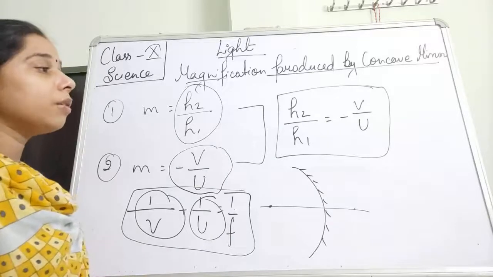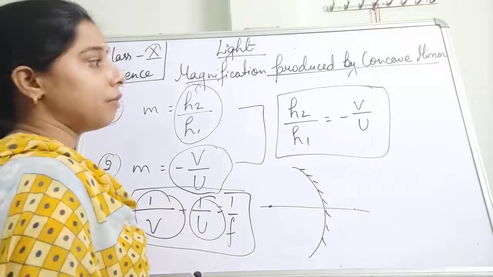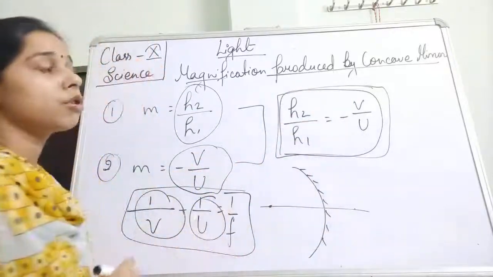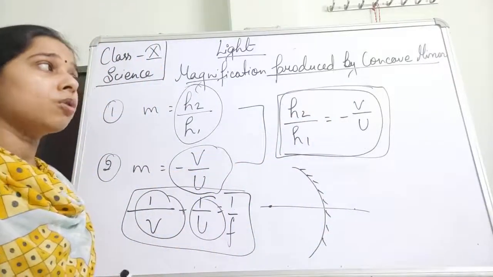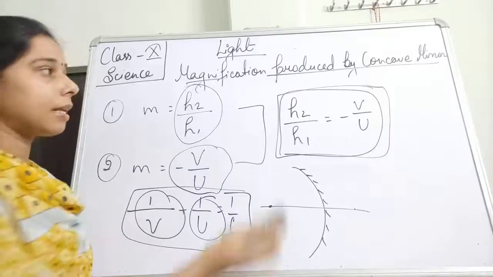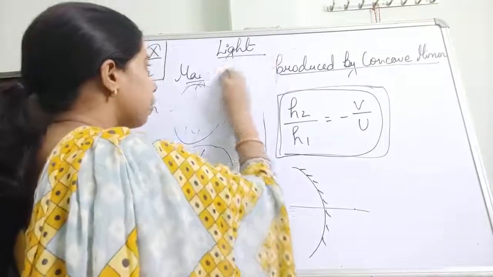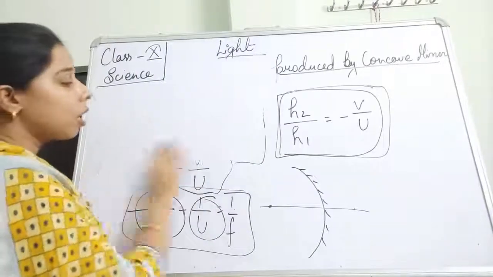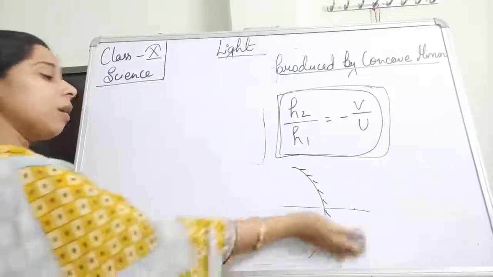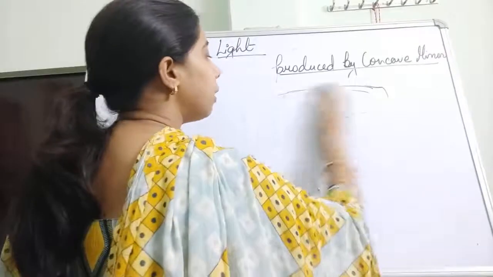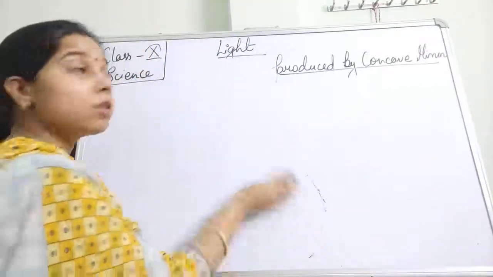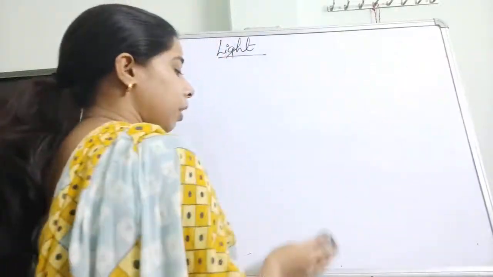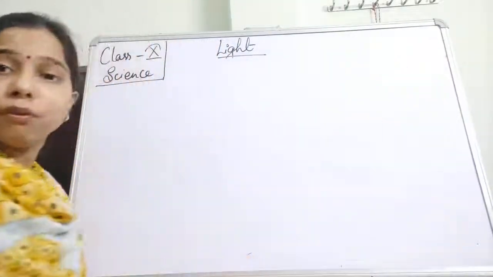Putting these two values together, equating the equations, we get another formula, that is H2 upon H1 is equal to minus V upon U. So now let us try to understand how by use of this formula we can solve the numericals which relate to the mirror formula, to find the nature of the image, or the position of the object or the image, or to find the focal length.